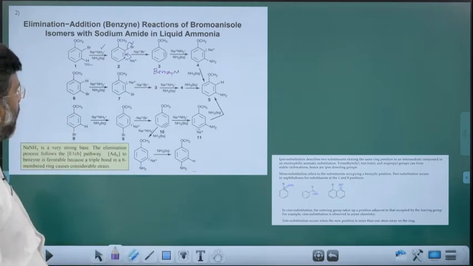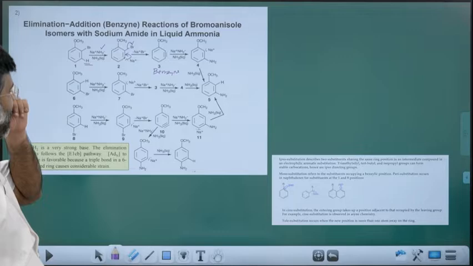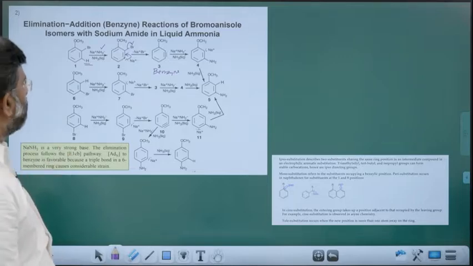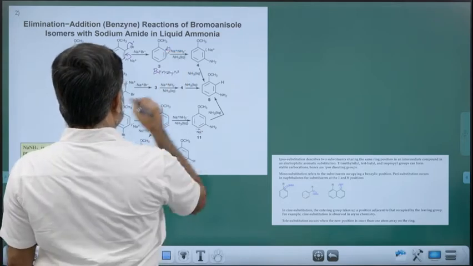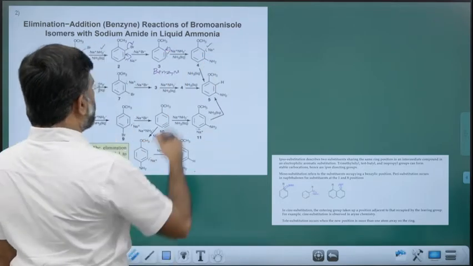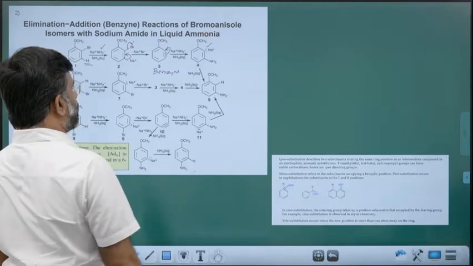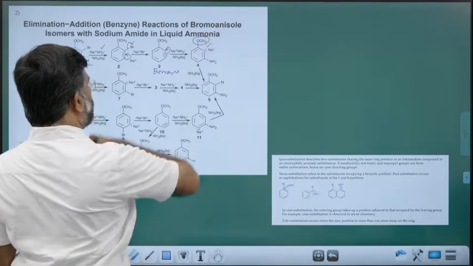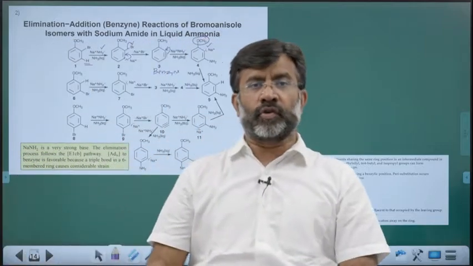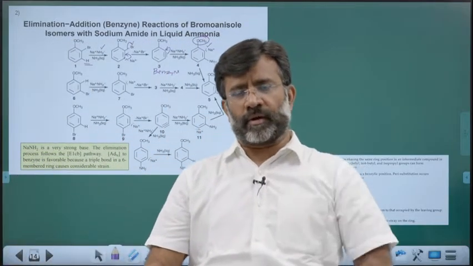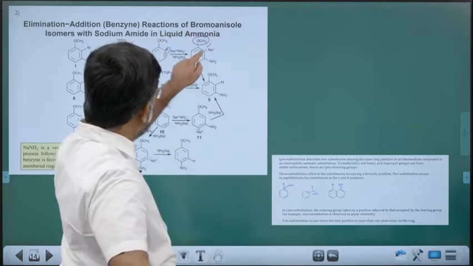Now that benzyne is attacked again by NaNH2 in ammonia. What is going to happen? You see, the negative charge shifts to this position. You get a negative charge there, coming close to the OCH3 group because of the electron withdrawing nature of oxygen, that is, the minus I character of oxygen. Due to the minus I character of oxygen, the negative charge comes there.